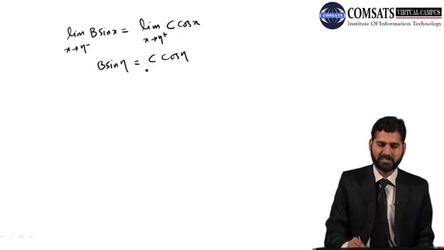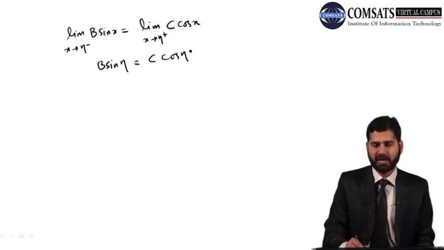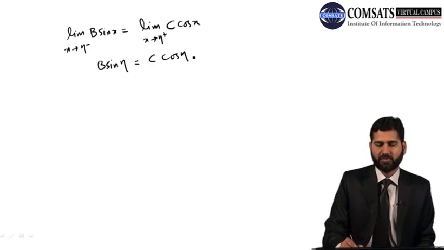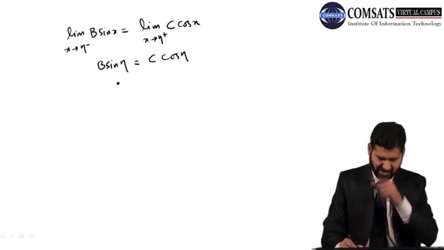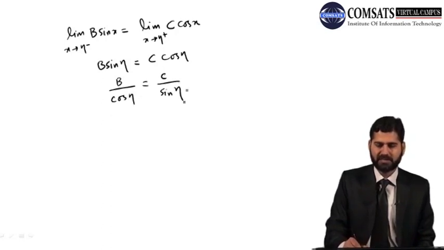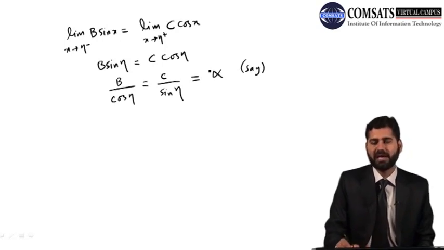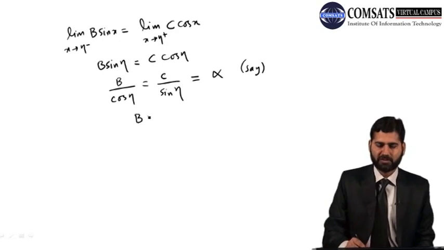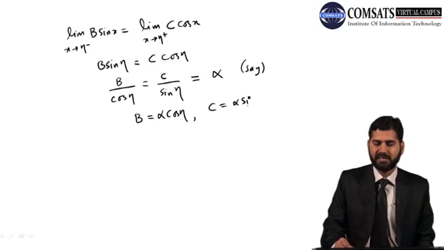X is replaced by eta. So this is the continuity condition. And now because they both are equal to each other, we can call them: b divided by cosine eta is equal to c divided by sine eta. These both should be equal to a constant, let's call it alpha, because if these two ratios are equal, they have to equal some number alpha. So from here, b is alpha cosine eta and c is alpha sine eta.